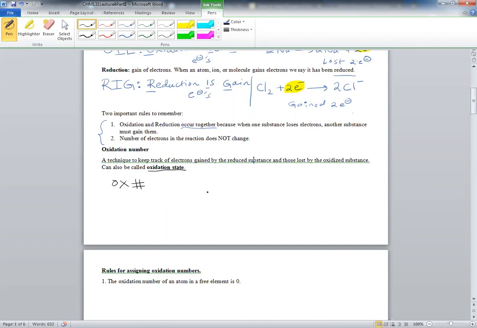And one more thing is that this is, again, a technique. So these are imaginary numbers. They help us determine what's being oxidized and what's being reduced.